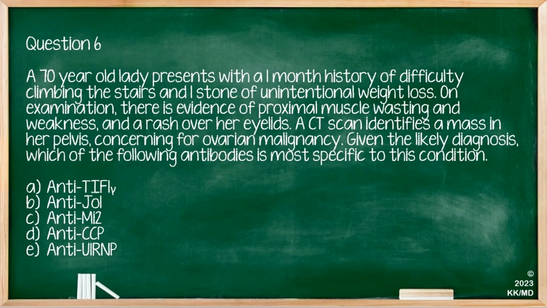Question 6. A 70-year-old lady presents with a 1 month history of difficulty climbing the stairs and 1 stone of unintentional weight loss. On examination, there is evidence of proximal muscle wasting and weakness and a rash over her eyelids. A CT scan identifies a mass in her pelvis concerning for ovarian malignancy. Given the likely diagnosis, which of the following antibodies is most specific to this condition?